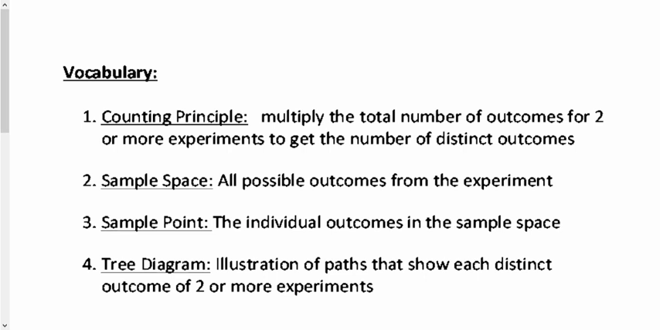A sample space is a list of all possible outcomes from an experiment. A sample point is just one of those outcomes. And a tree diagram is just a picture that shows the possible paths that you could take through the course of your experiment. Now, you've probably all drawn a tree diagram at some point in your life, so it shouldn't be totally new, but we're going to see how these are connected to each other.